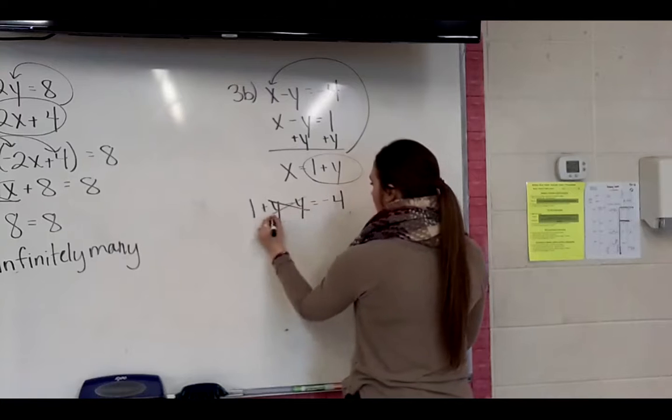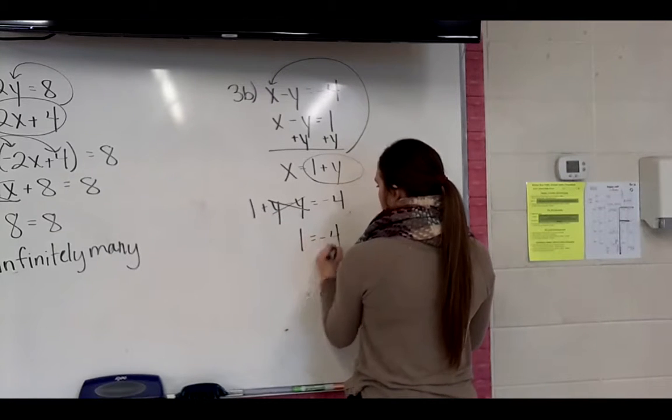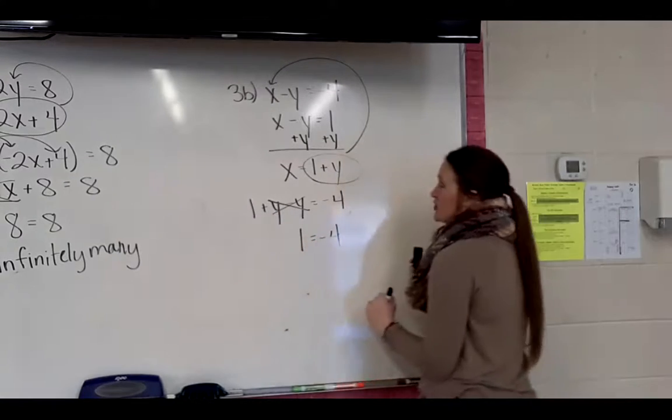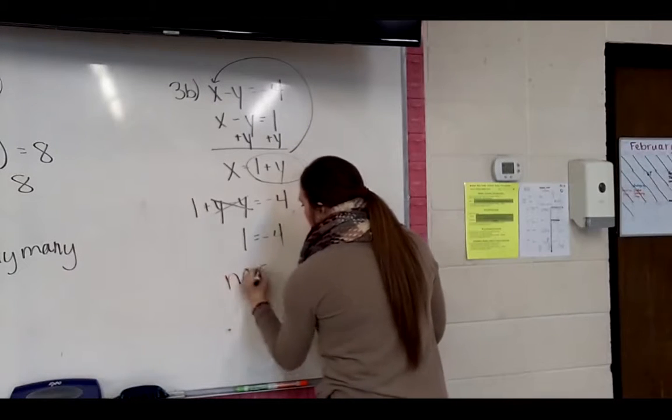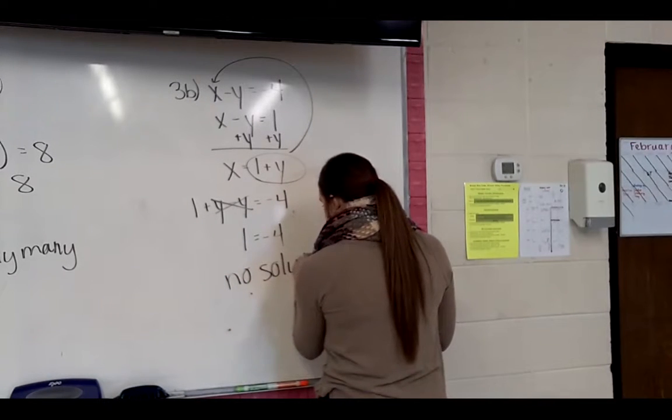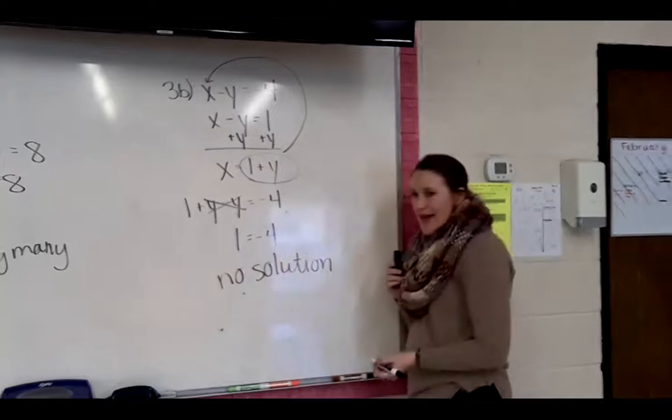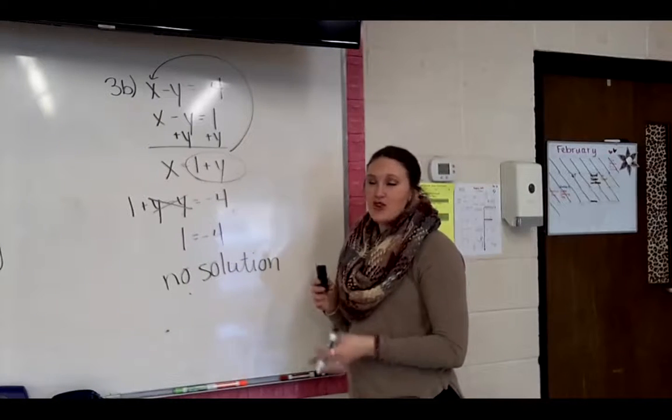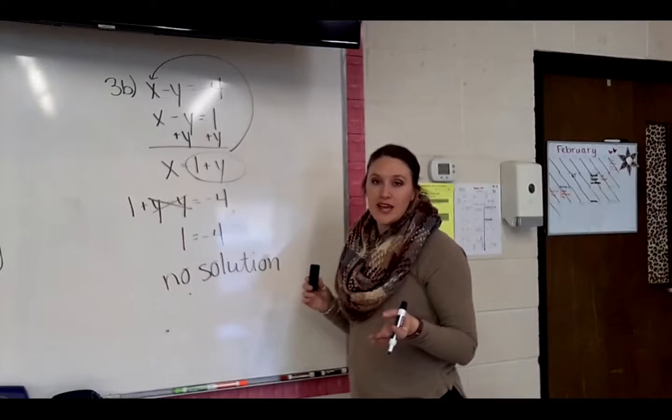Y minus y cancels, and I'm left with 1 equals negative 4. And that will never be true. That means there is no solution. What that means is if we were to graph that one, these lines would be parallel. They're never going to cross or intersect at any point.